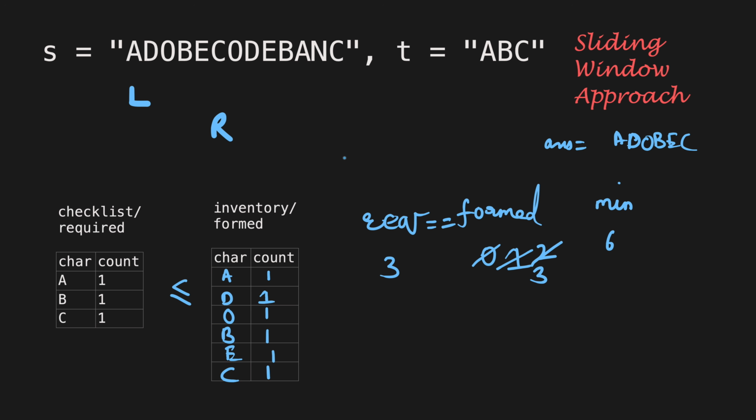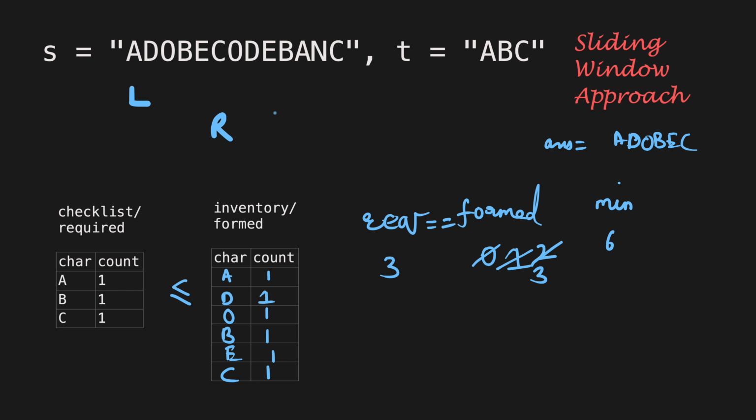But our goal is to find the minimum window. And this is where the second major phase of the algorithm begins, which is the contraction phase. So as soon as our window becomes valid, we do two things. One is we check if the length of this window is the minimum so far. In our case, it was the first valid window. So we set the minimum to 6 and ADOBEC as the potential answer. But after that, we immediately shrink the window from the left so that we can find an even smaller window.